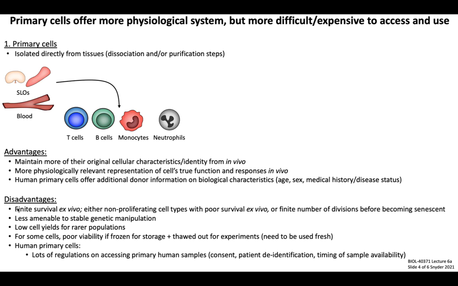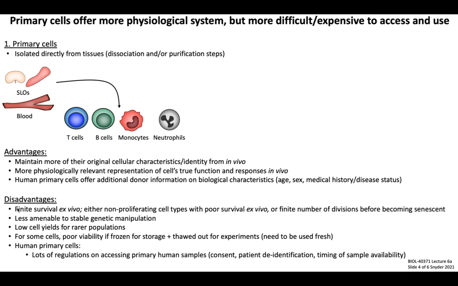However, primary cells do come with a number of disadvantages. First, primary cells exhibit finite survival when taken out of tissues, which we also refer to as a state of being ex vivo. This is because primary cells either survive poorly once they're taken out of an organ, which is the case with mature tissue-resident cells such as alveolar macrophages, or because they only undergo a finite number of cell divisions before becoming senescent. They are also less amenable to stable genetic manipulation, so certain types of protocols related to genetic overexpression or knockout tend to be less efficient in primary cells compared to immortalized ones.